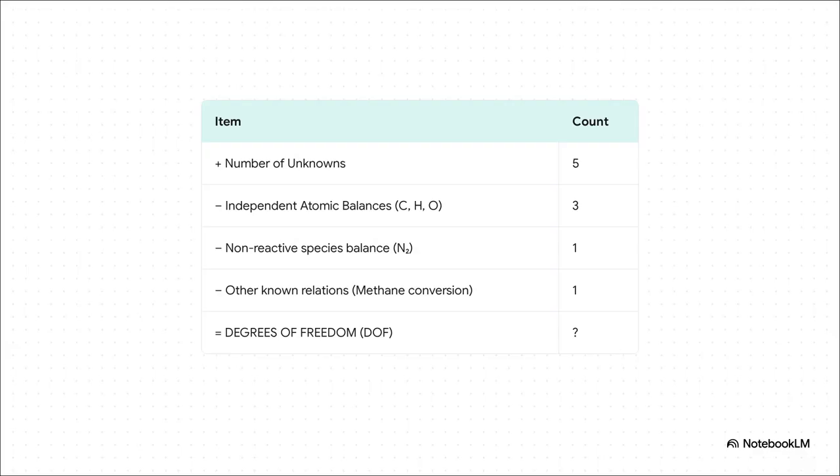Okay, let's do the math using that atomic species method. We start with our 5 unknowns. Now let's start subtracting all the things we do know. We've got 3 atomic balances, 1 for carbon, 1 for hydrogen, and 1 for oxygen. We also have a balance for nitrogen, since it's just passing through without reacting. And finally, we have that other piece of information we were given, that 90% conversion of the methane. So that's 5 knowns to count against our unknowns.